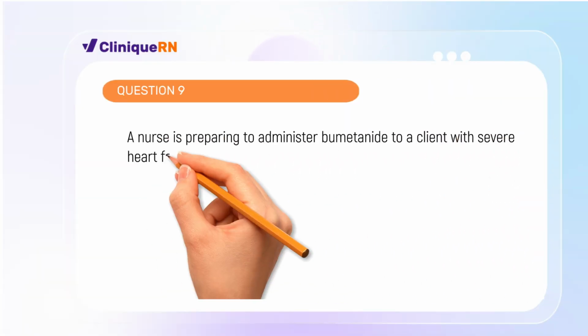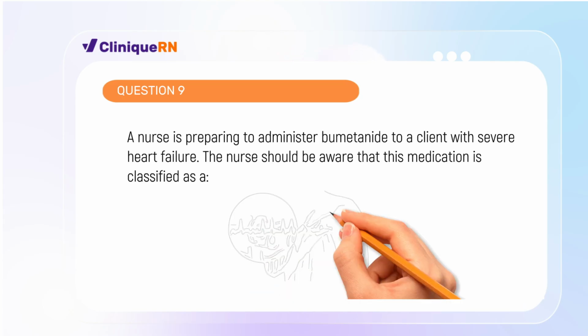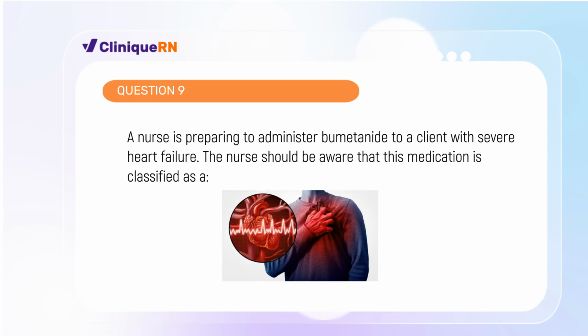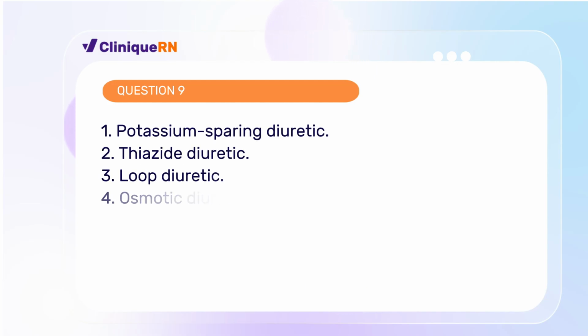Question 9. A nurse is preparing to administer bumetanide to a client with severe heart failure. The nurse should be aware that this medication is classified as a 1. Potassium-sparing diuretic, 2. Thiazide diuretic, 3. Loop diuretic, 4. Osmotic diuretic.